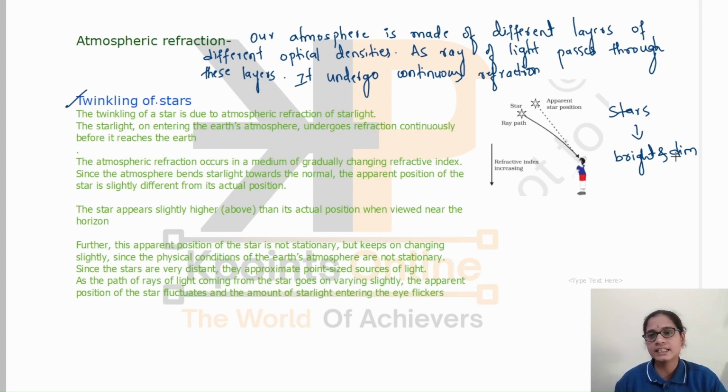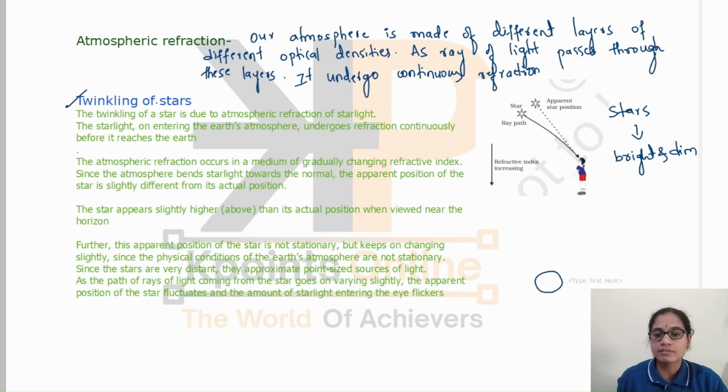So as it continuously becomes bright, dim, bright, dim, it appears like it is twinkling. Actually, the star is not twinkling, but due to the change in the amount of light rays entering our eyes, it appears like it is twinkling. So why does this happen? The answer is atmospheric refraction.